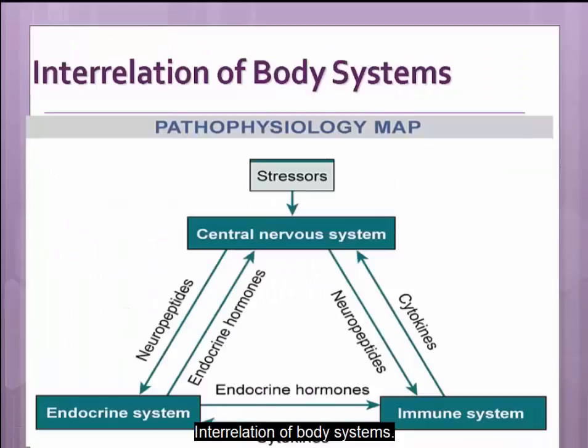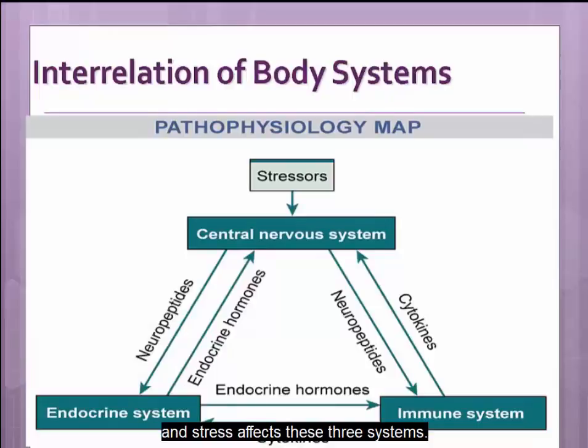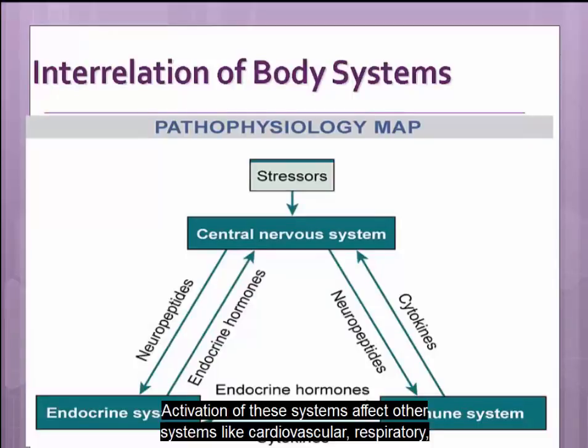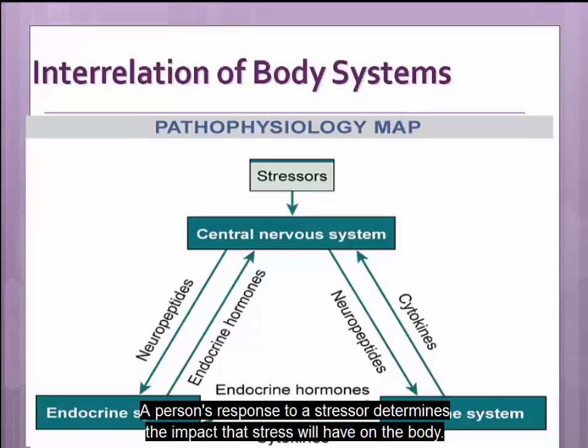Interrelation of body systems. Neurochemicals link the nervous, endocrine, and immune systems. The communication among these 3 systems is bidirectional, and stress affects these 3 systems. Activation of these systems affects other systems like cardiovascular, respiratory, gastrointestinal, renal, and reproductive. A person's response to a stressor determines the impact that stress will have on the body, and so the body responds physiologically to both actual stressors and perceived stressors.